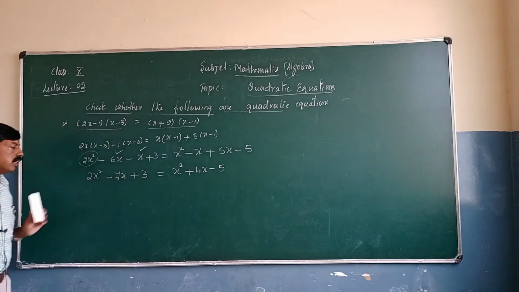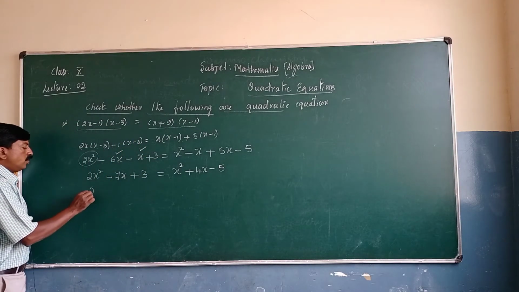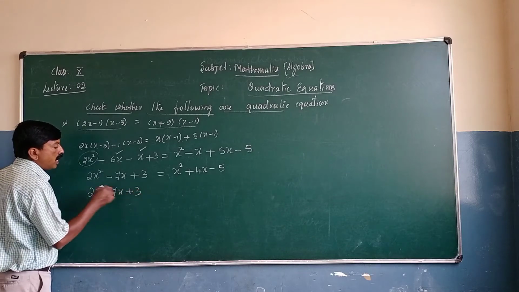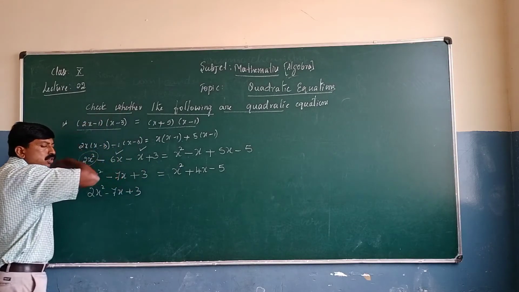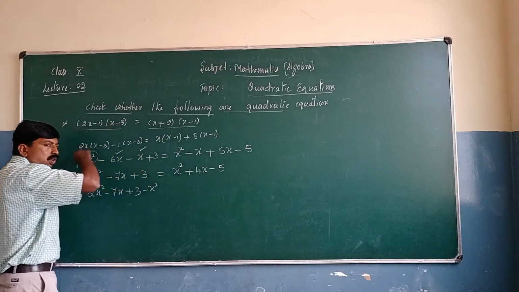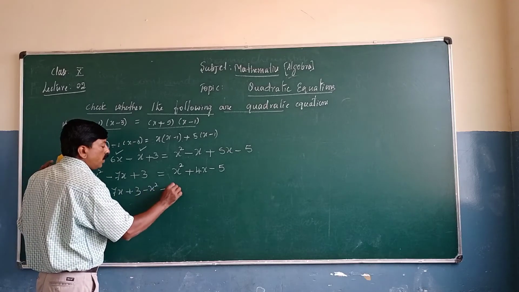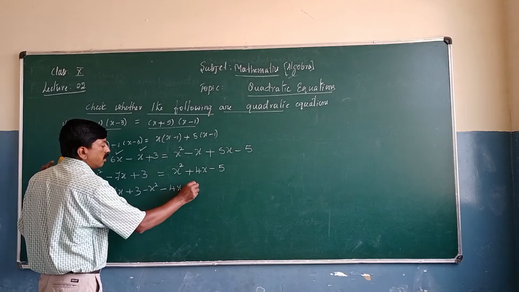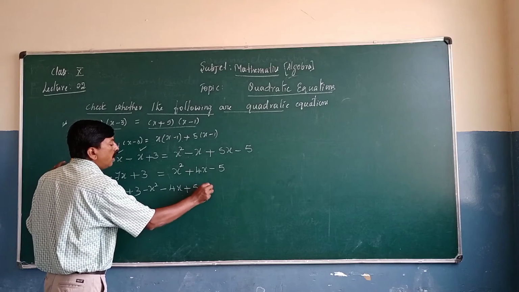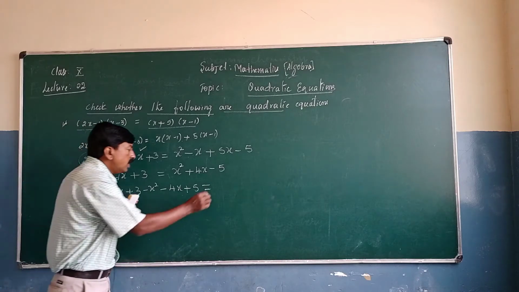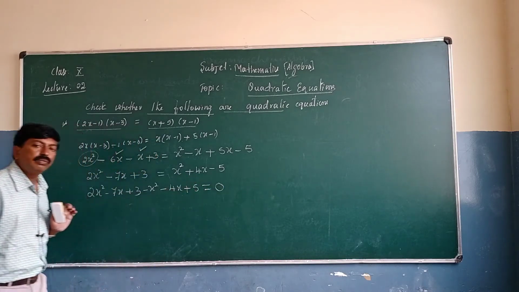Now shift all terms to LHS. 2x square minus 7x plus 3 as it is. Transpose x square to LHS is minus x square, plus 4x to LHS is minus 4x, minus 5 to LHS is plus 5. In RHS nothing is there, what we have to do? So nothing is there, we can write 0.